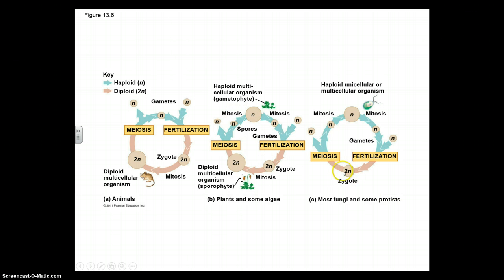So they will have a diploid zygote, which will divide by meiosis to give you haploid cells, and then these haploid cells will grow into an organism until they are again fertilized. So you can see how these two are very similar.